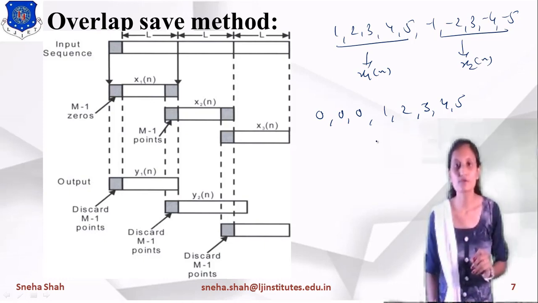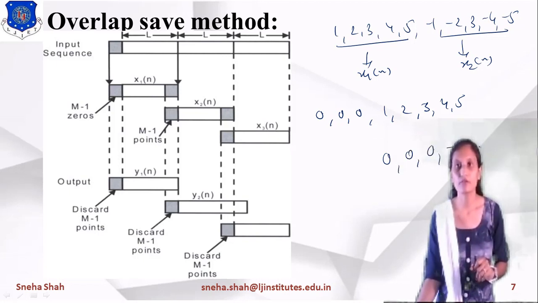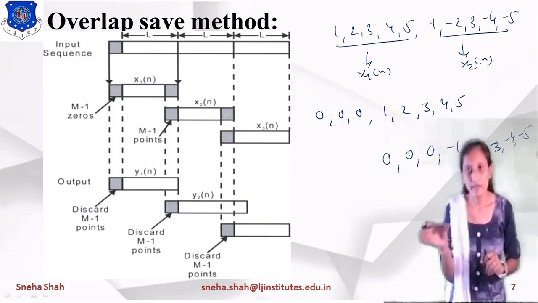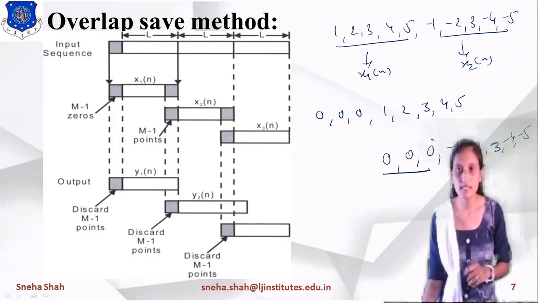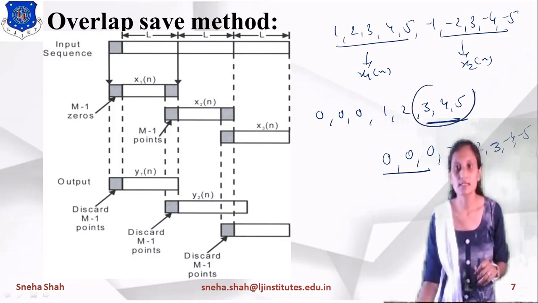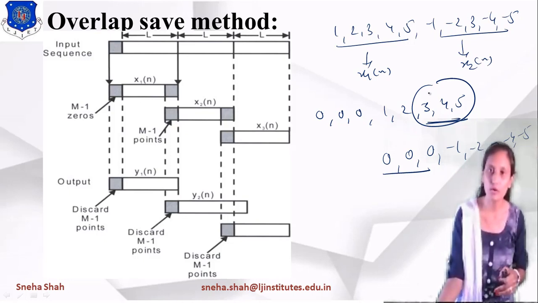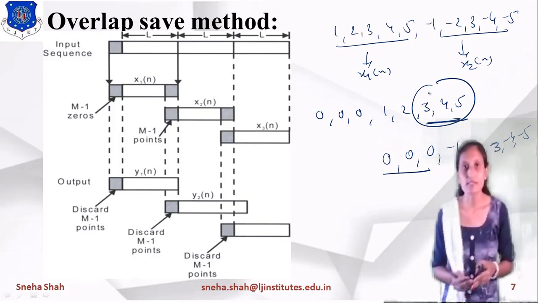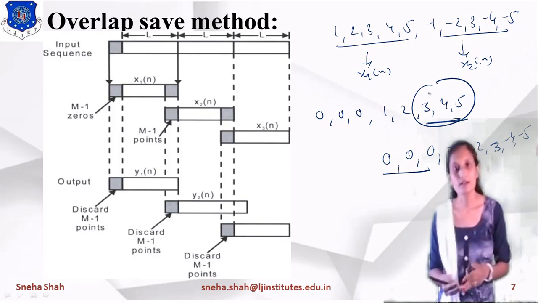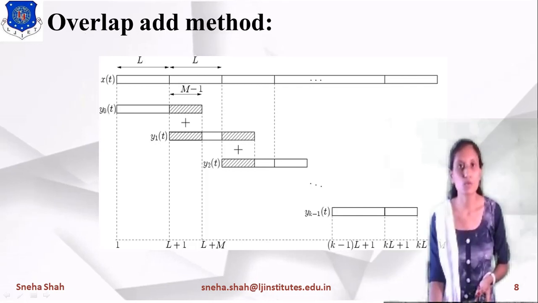So this sequence will give you the output as y1 of n. Now the second sequence will be converted in the form of 0, 0, 0, minus 1, minus 2, 3, minus 4 and minus 5, right? Now if I am overlapping and saving the data, these 3 terms will overlap over here. So the output of these 3 terms will be discarded because the 3 zeros overlap on them. So it will give you the wrong output. So we can't use this overlap save method, and instead we will add the zeros after the input sequence. That gives you the next technique, which is the overlap add method.